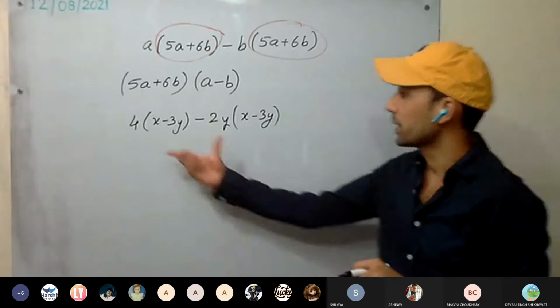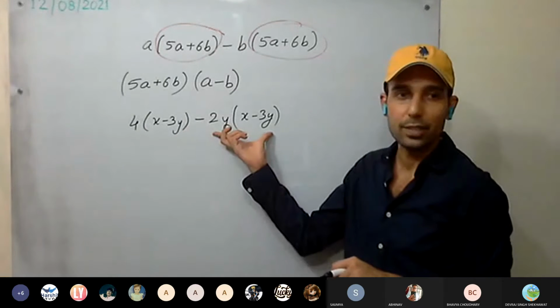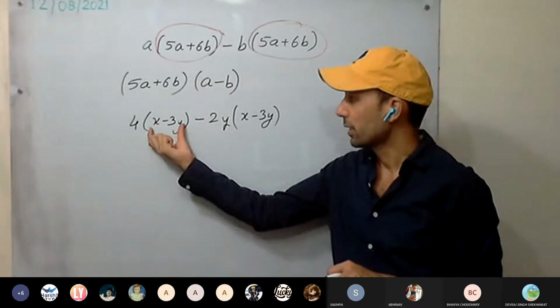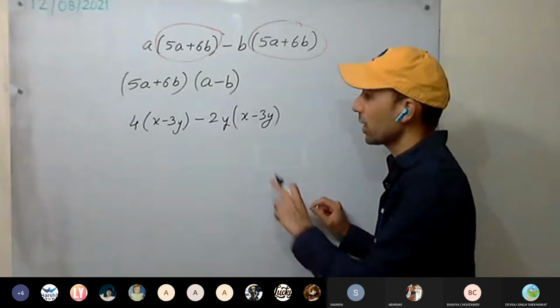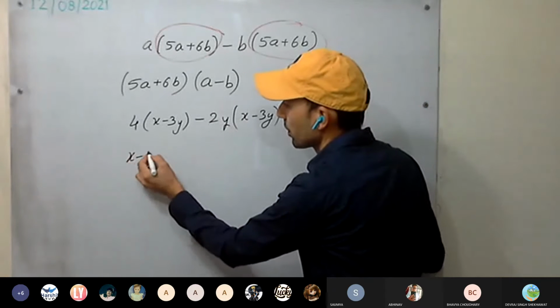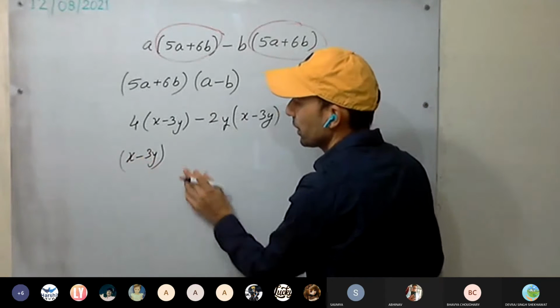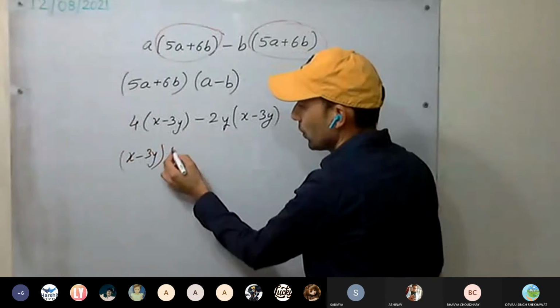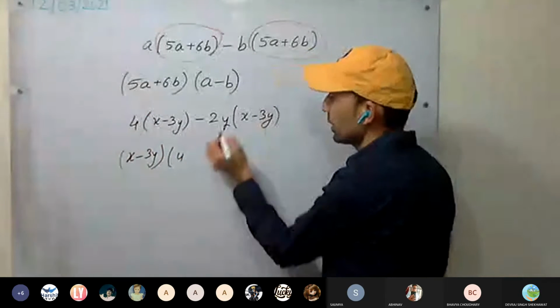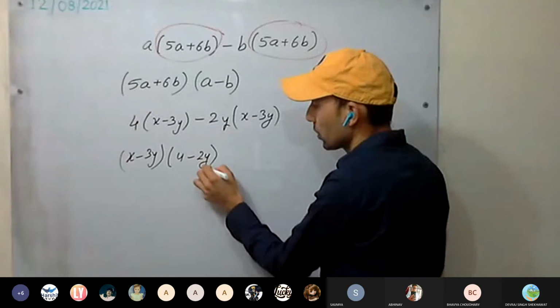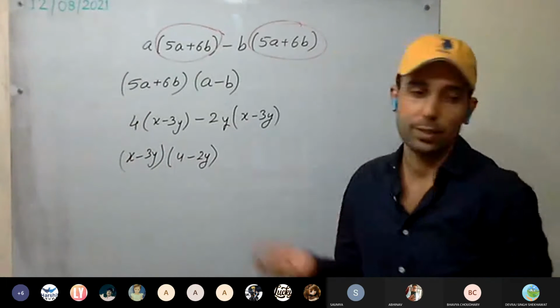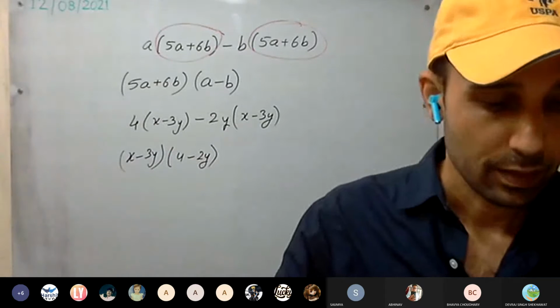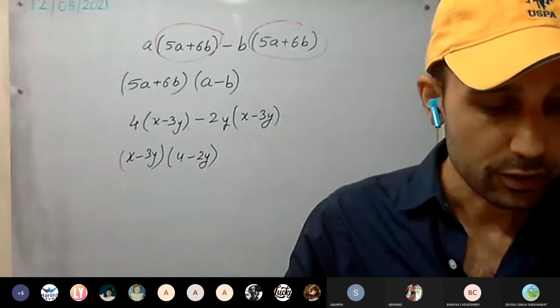Now see here what is common. This is one term, this is the other term. Two terms here, and what is common is x minus 3y. So take it out. We have taken x minus 3y out, so what will remain here? 4 will remain here. What will remain here? Minus 2y will remain. These are the factors of this expression. Clear? Okay.